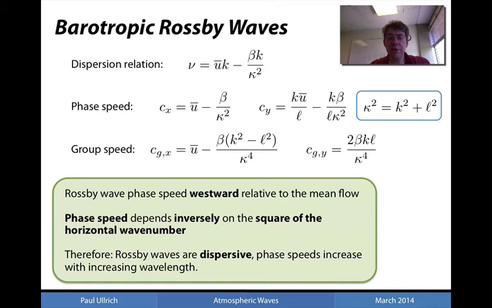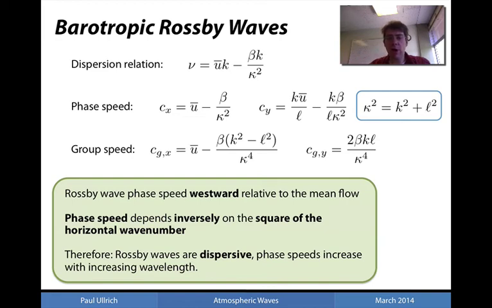We can also derive the group speed associated with barotropic Rossby waves, and the components are then given by u bar minus beta (k squared minus l squared) all over kappa to the fourth in the zonal direction, and in the meridional direction 2 beta k l over kappa to the fourth.